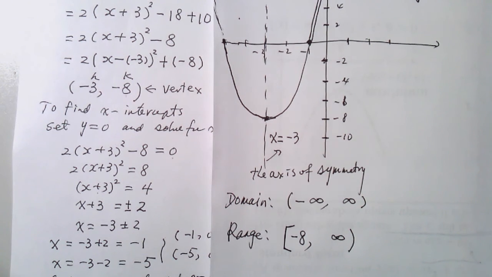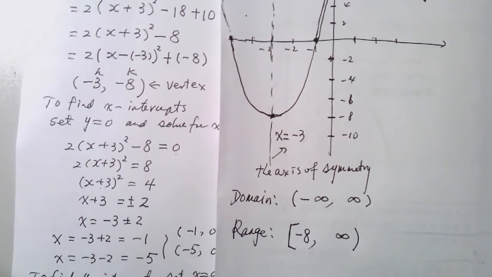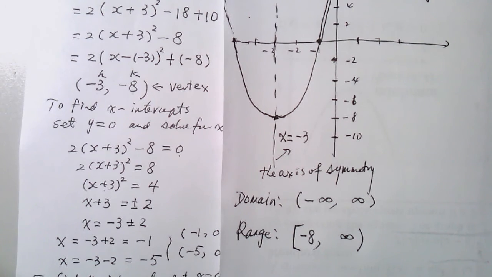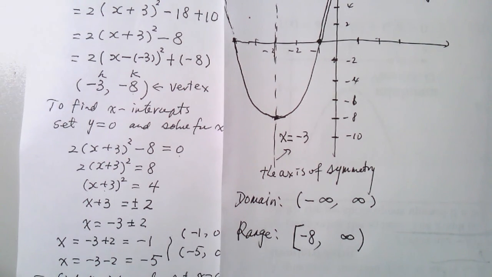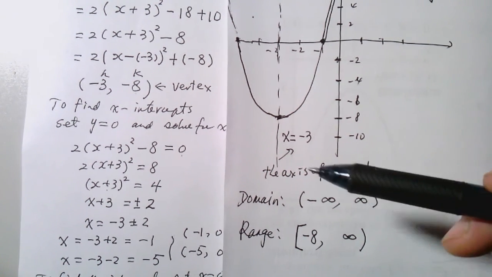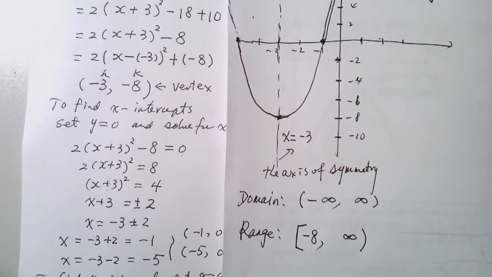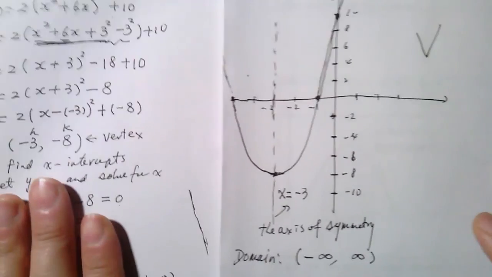So that's how we solve this problem: how to convert the general form of a quadratic function to standard form. And from standard form, we get more information than from the general form. We can find the vertex, the minimum or maximum, and also easily find the x and y intercepts, and now we can easily sketch the graph. That's the end of this video.